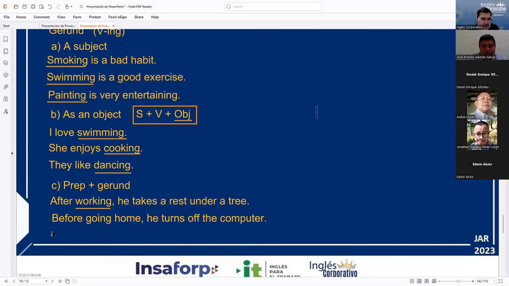Okay, and the last one. She's afraid of losing her job. She's afraid of losing her job. Of is a preposition. So what are the verbs after the preposition, the gerunds after the preposition? Going, losing, and working, right?